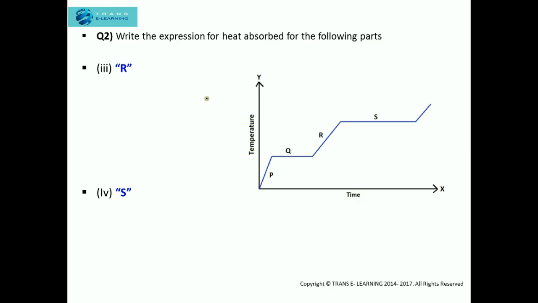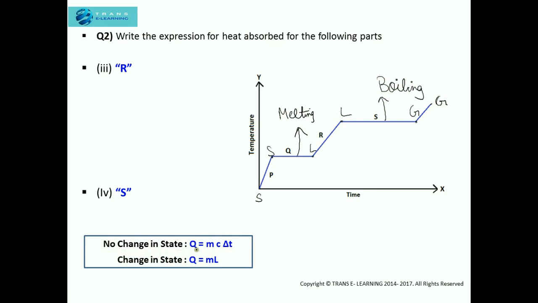Next part. Write the expression for heat absorbed for the following parts R and S. Let me label it quickly. This will be solid, here solid, here liquid, here liquid, here gaseous phase, here gaseous phase. And this process represents melting and this represents boiling. Here I have plotted the graph. We know that when there is no change in state, then the heat absorbed is given by mc delta T, and when there is a change in the state, the heat absorbed is given by mL. L can be latent heat of fusion or it can be latent heat of vaporization.